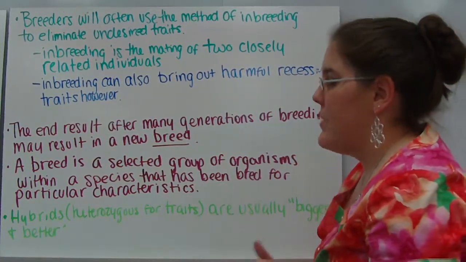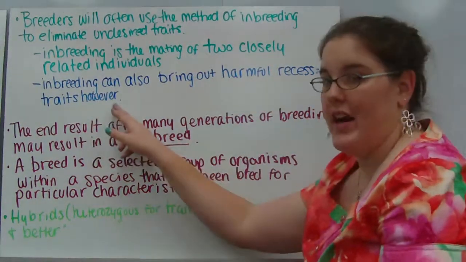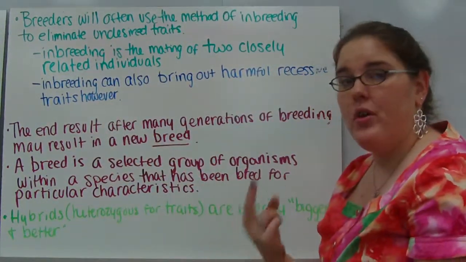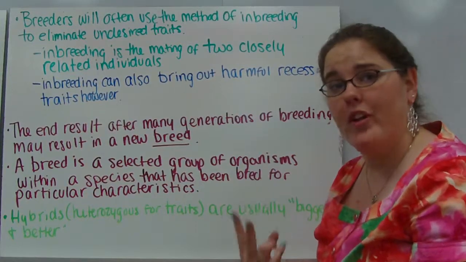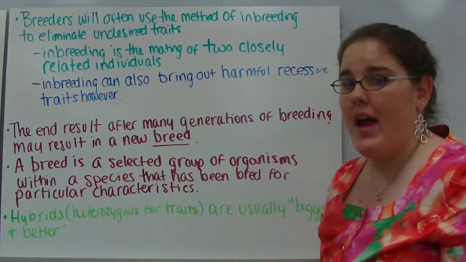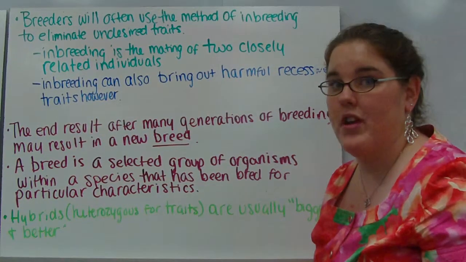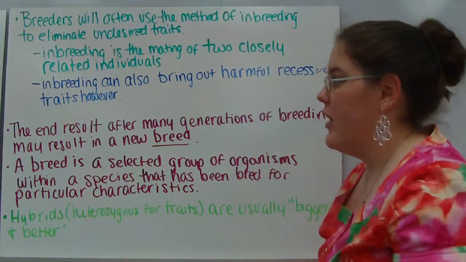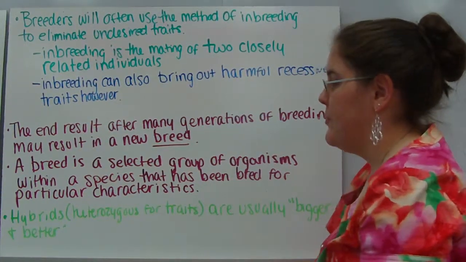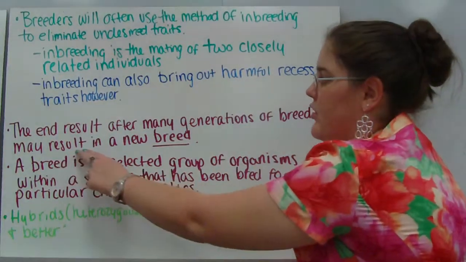However, we might be familiar with this, inbreeding can also bring out harmful recessive traits. The reason for that is because two organisms that are closely related are more likely to have the same harmful recessive trait. So you might see some recessive traits popping up in the organisms and in the offspring. However, the end result after many generations of breeding may be a new breed.